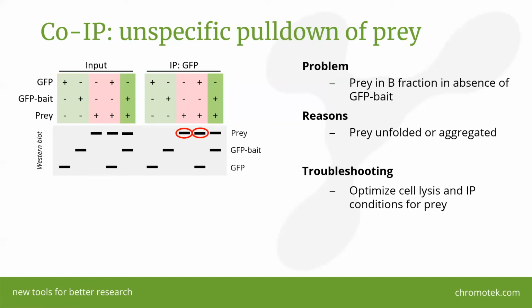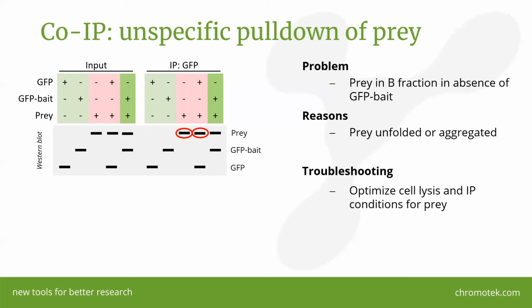And this is an indication that you have an unspecific pull-down of prey. Here you can see how important controls are, because if you look at the proper experiment, you see the prey and the GFP-bait band. So the proper co-immunoprecipitation results look really nice. But when you have a really careful look at your negative control, you can see these additional bands. And this is a proof that somehow your results cannot be trusted.